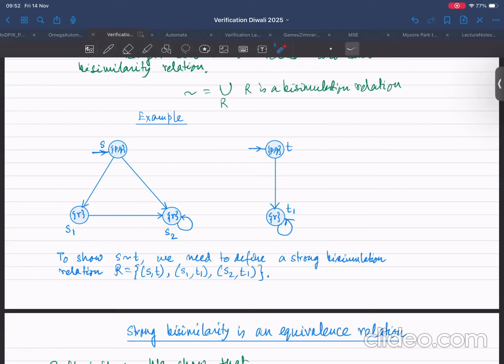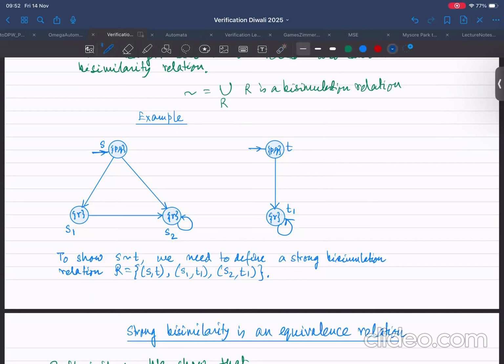Now suppose I want to show that S and T are bisimilar. In order to do so, we need to define a bisimulation relation. You see here I write something called a strong bisimulation. I'll say a bit about what is strong and what is weak, but right now, whenever we talk about bisimulation, it is essentially a strong bisimulation relation.